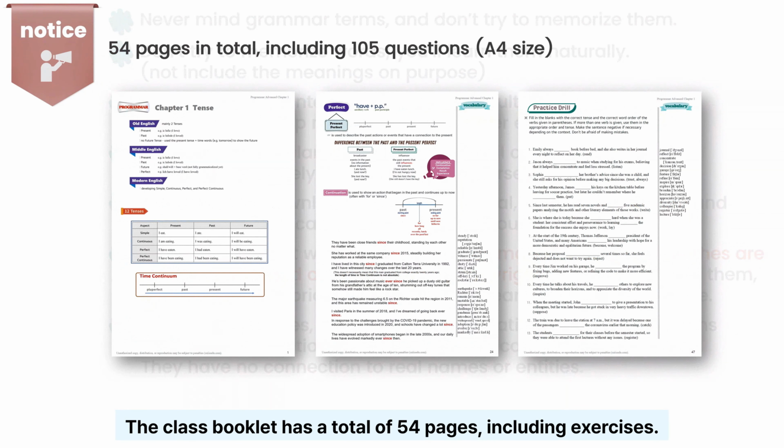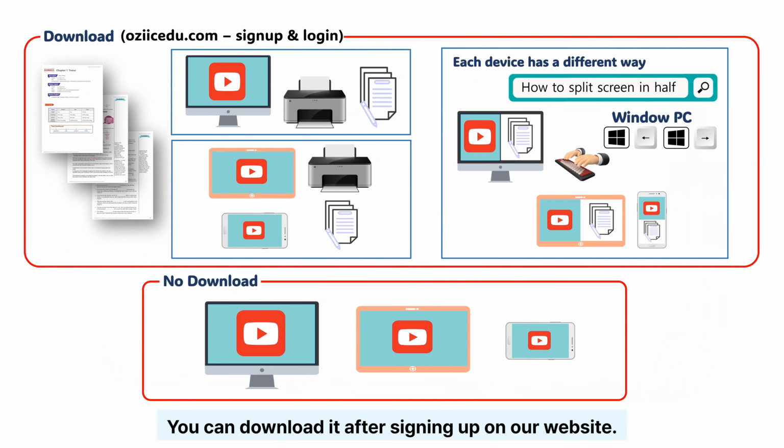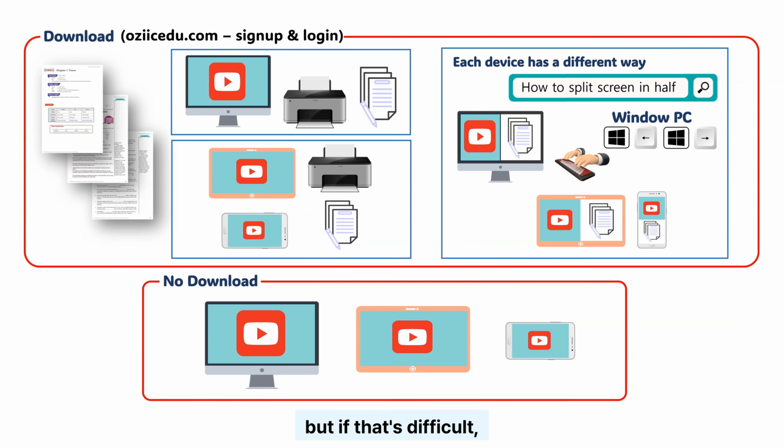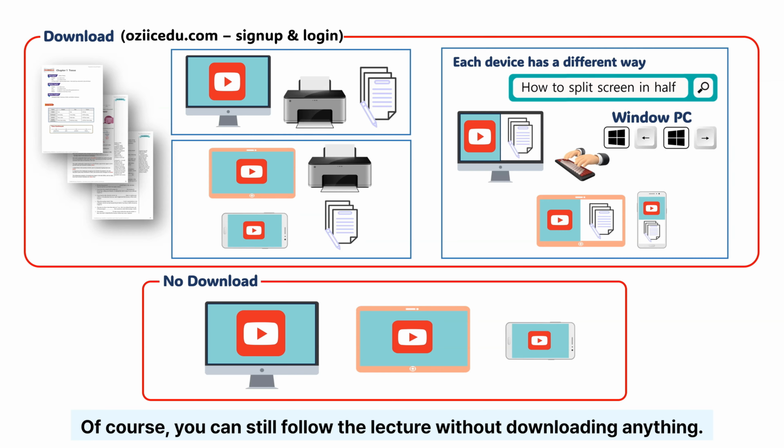The class booklet has a total of 54 pages, including exercises. You can download it after signing up on our website. I recommend printing it out before class, but if that's difficult, you can split your screen while watching. Of course, you can still follow the lecture without downloading anything.